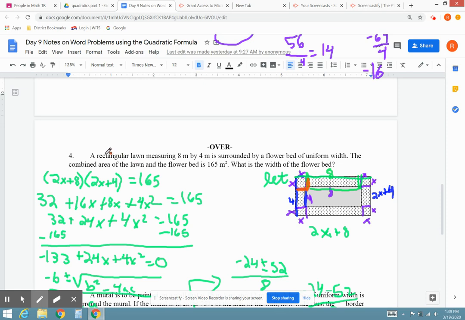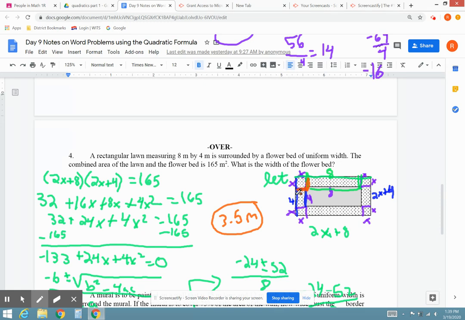Okay. Let's reread the question. A rectangular lawn measuring 8 meters by 4 meters is surrounded by a flower bed of uniform width. The combined area of the lawn and the flower bed is 165 meters squared. What is the width of the flower bed? Okay, so the width of the flower bed is what we found, which is 3.5 meters.